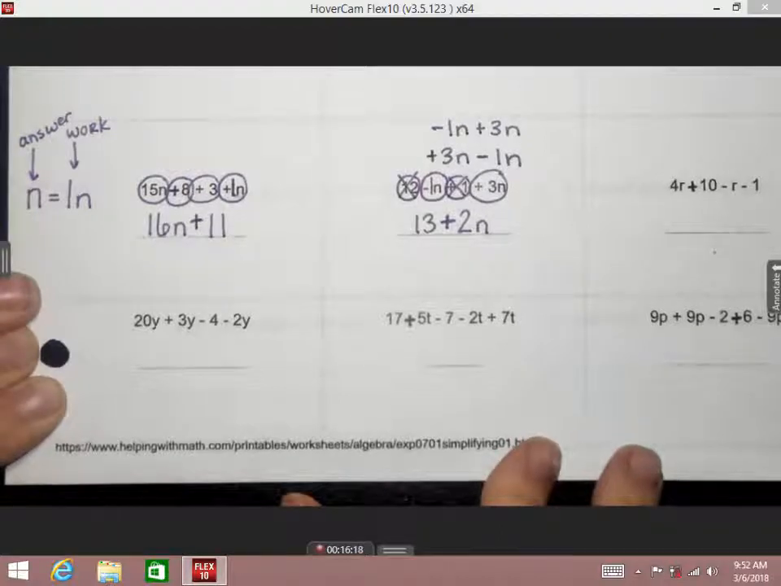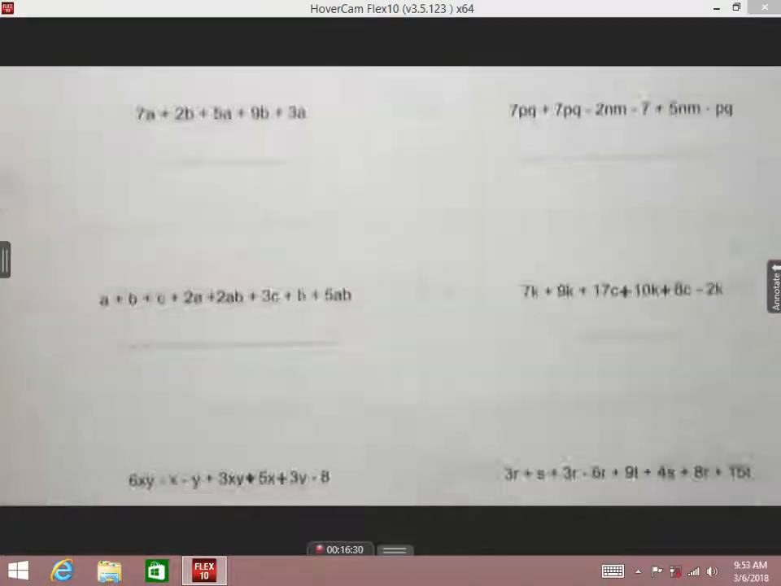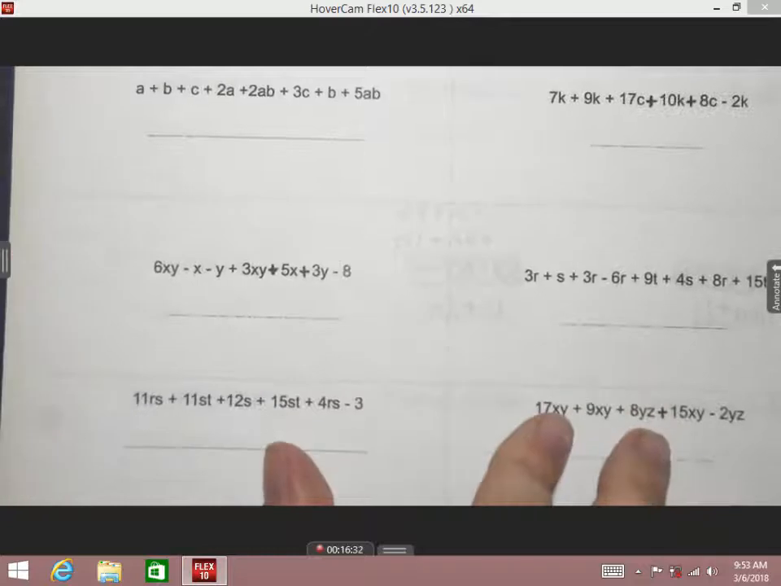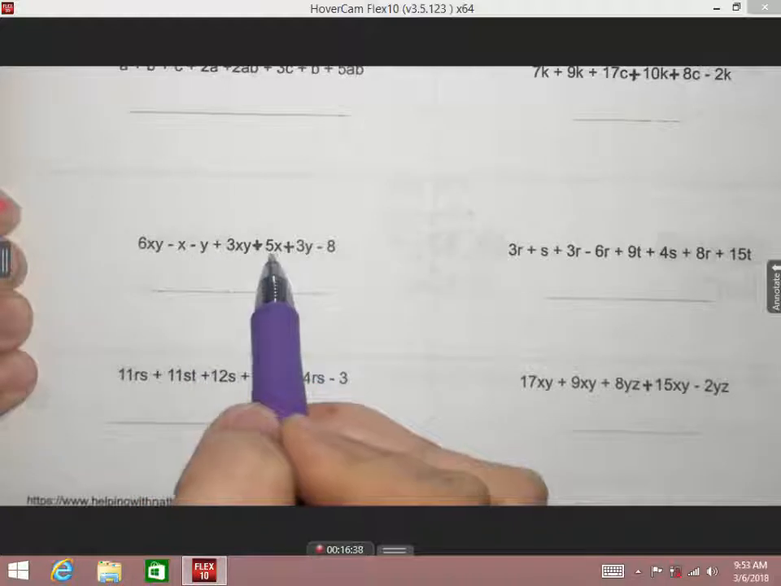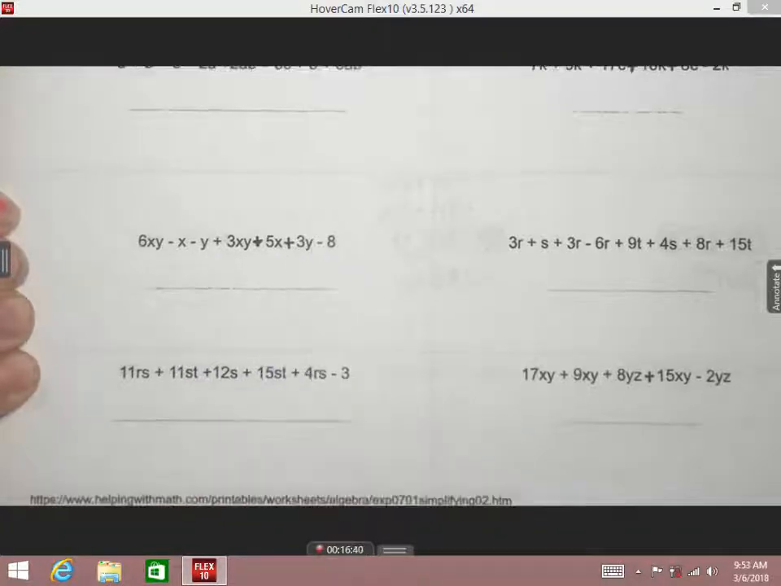All right. Let's look it over real quick. Let's look it over onto the back. Okay, on the back, let's start with my 6xy minus x minus y plus 3xy plus 5x plus 3y minus 8. That looks like a fun problem. This is down at the bottom, the second row from the bottom.